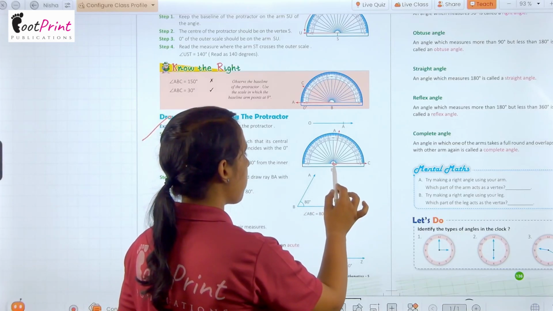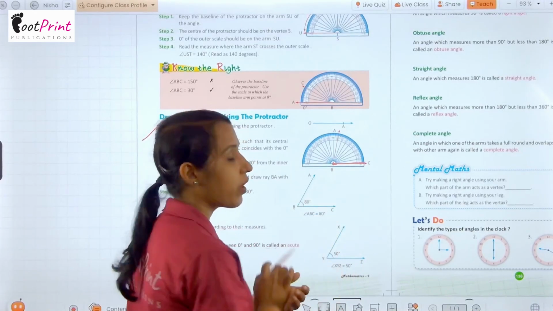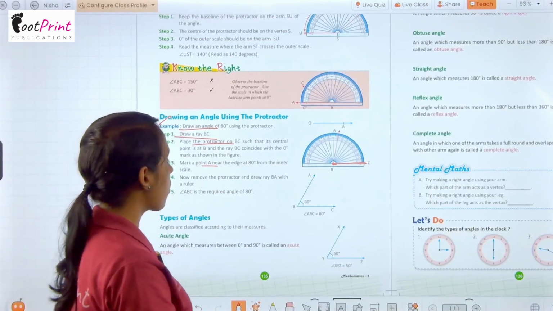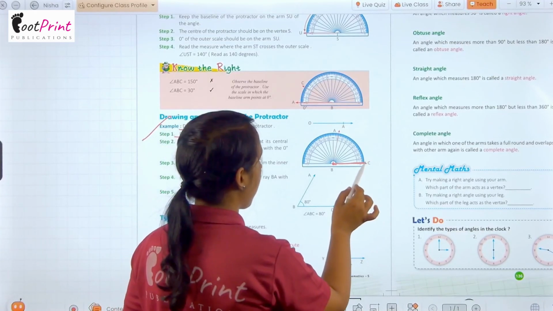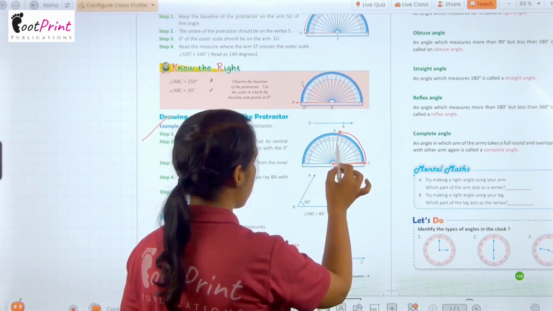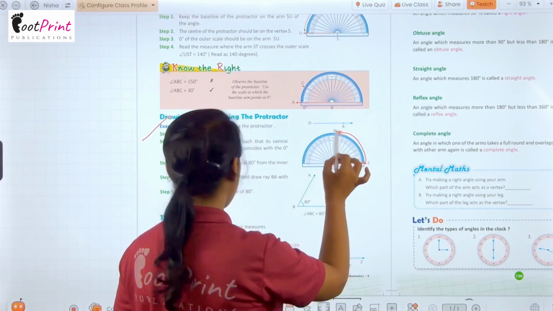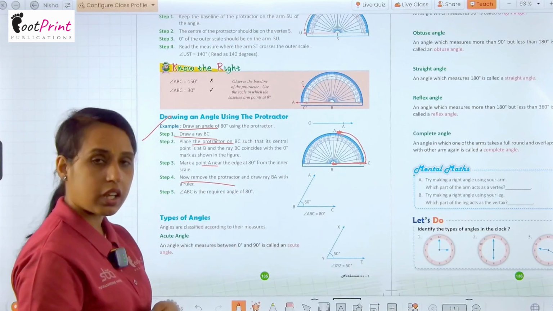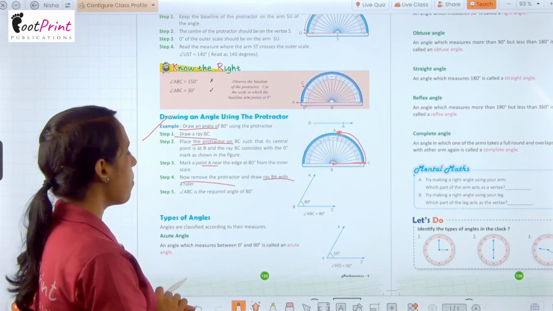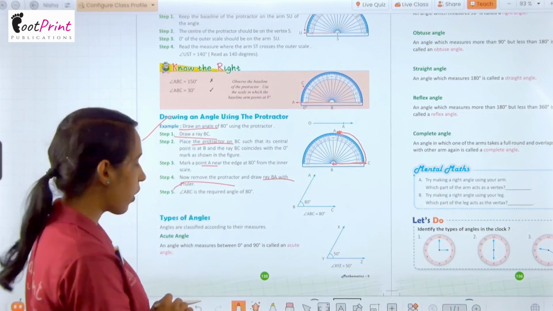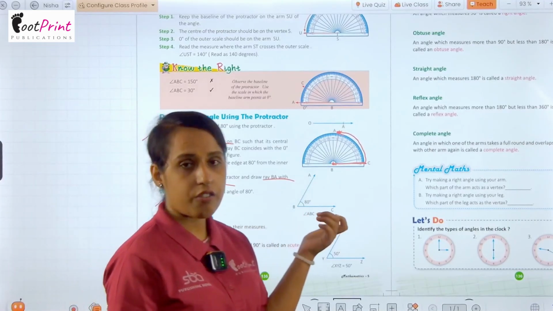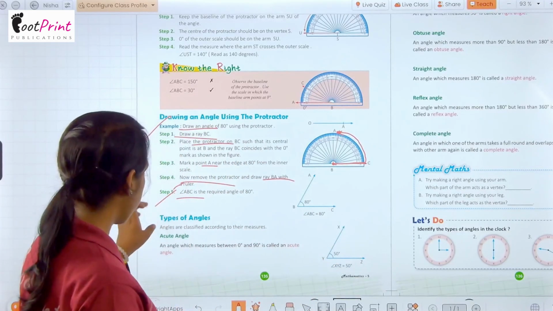Okay. So the baseline should also be on the arm, and the center point at the vertex. Mark a point A near the edge at 80 degree. Then from here we move on the inner scale to 80. We mark the point here and then remove the protractor and draw ray BA with a ruler. Okay. So here angle ABC is the required angle of 80 degrees.